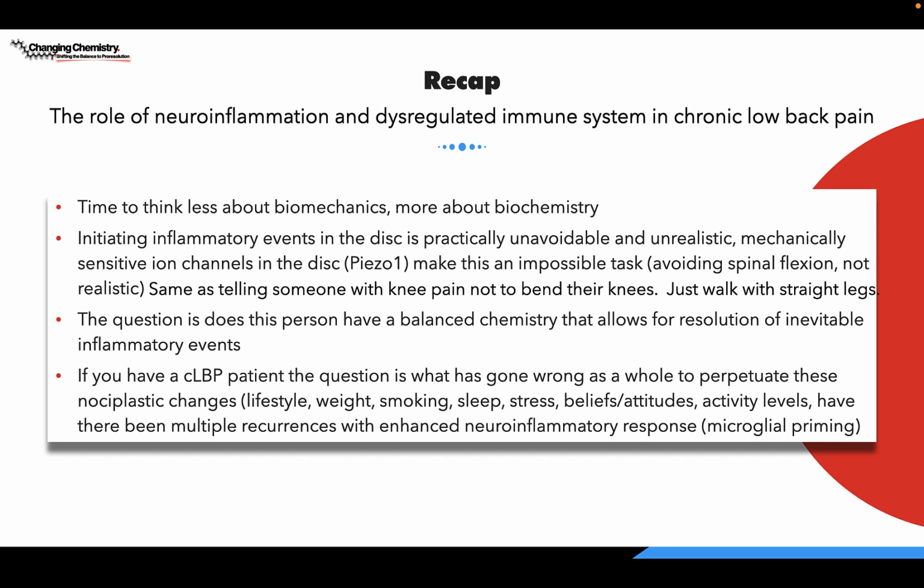What is important is that the person has a balanced chemistry that allows for resolution of these inevitable inflammatory events. You're not going to get through life without creating inflammation in your knees, in your spine, in your disc. What's important is that you have a lifestyle that allows for a healthy, balanced chemistry so that you can repair from these inflammatory events. So the question, if you do have a chronic low back pain patient in front of you, is what has gone wrong as a whole to perpetuate these nociplastic changes?